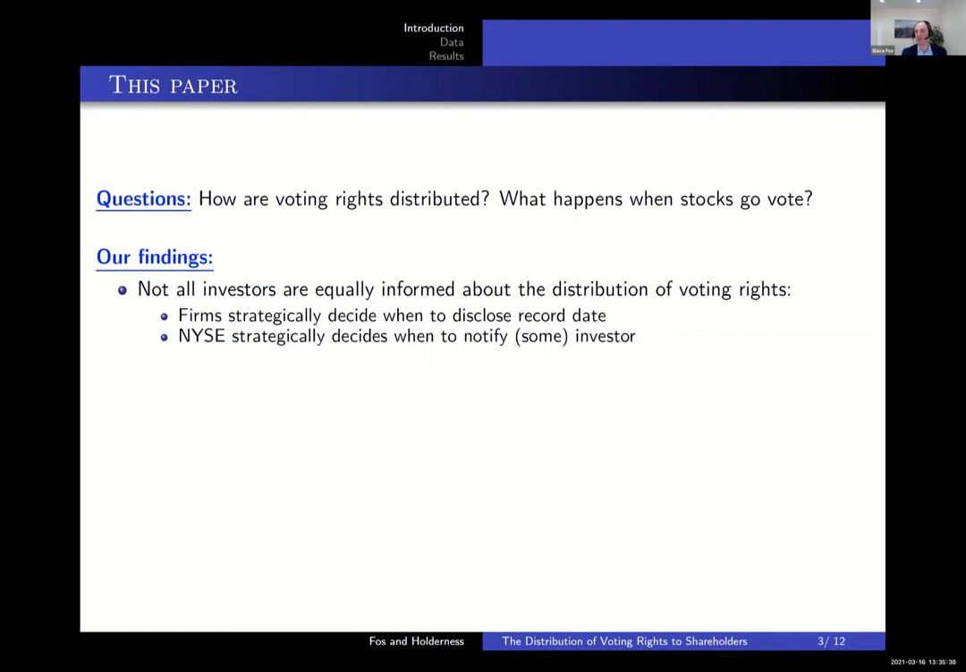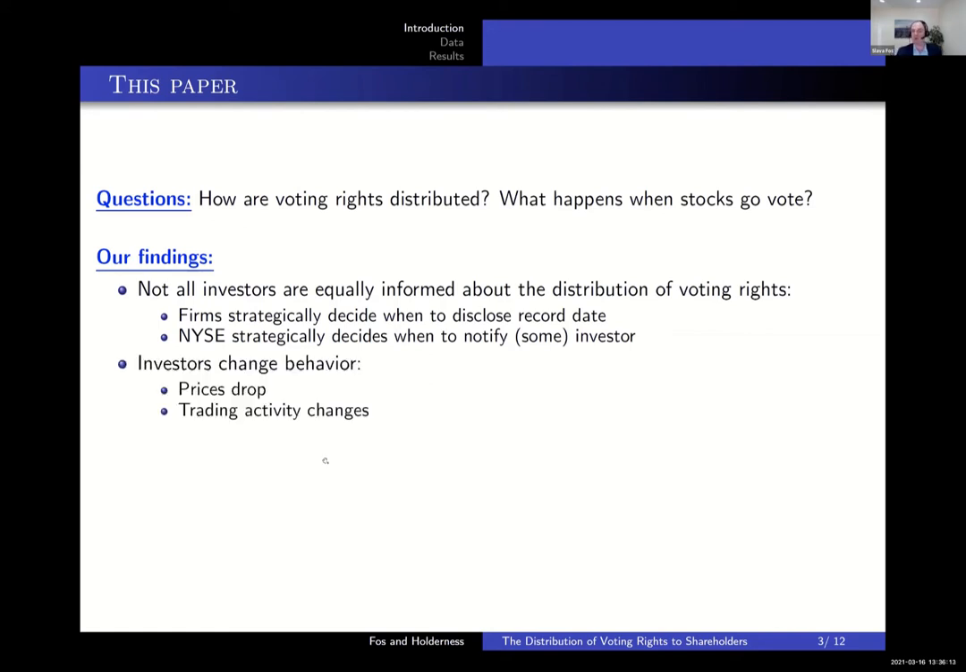So we're going to show that firms are very strategic, and then we're going to study what exchanges are doing. We're going to show that the New York Stock Exchange actually requires companies to notify the exchange about the X vote record date, but the New York Stock Exchange is very strategic in terms of how they pass that information to investors. First of all, they sell it, and of course, they sell it primarily to institutional investors. So for small retail shareholders, it's very hard to get this information from that channel.